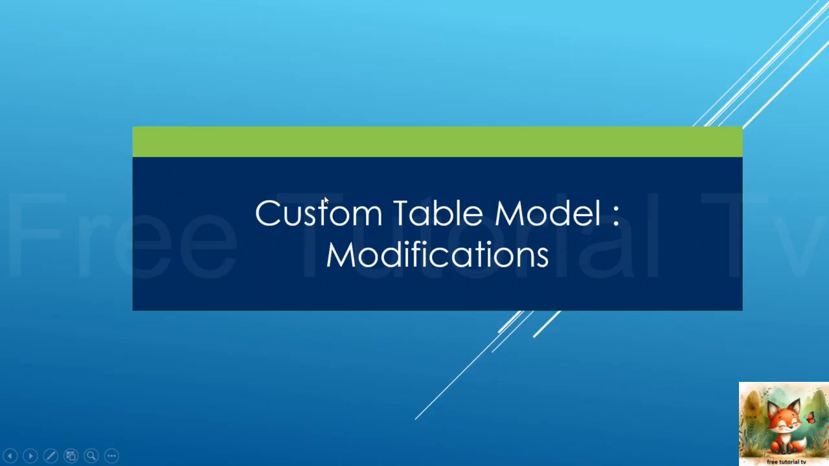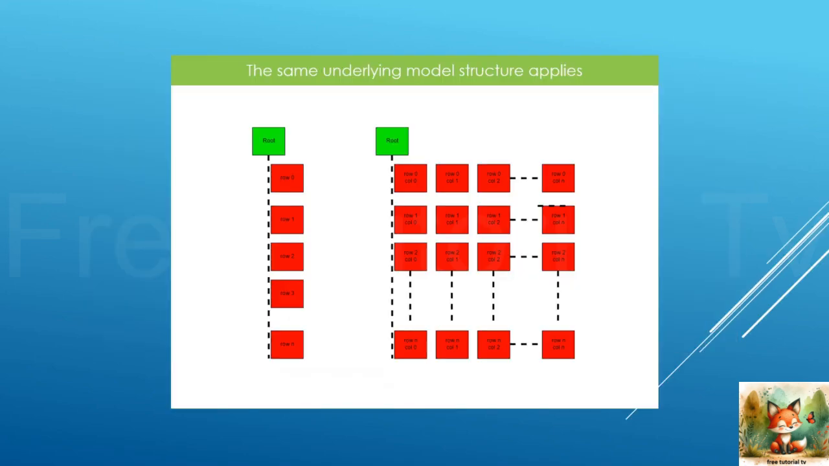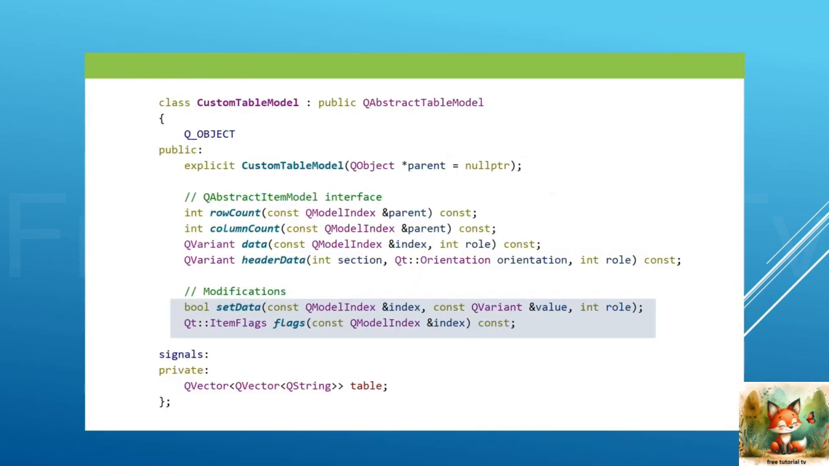In this lecture, we want to see how we can make our own table model editable, or how to apply modifications to the table when the user wants to do that. Well, we want to build something like this, and it is going to be based on what we had in the last lecture. But to be able to handle modifications, we need to override a bunch of methods.